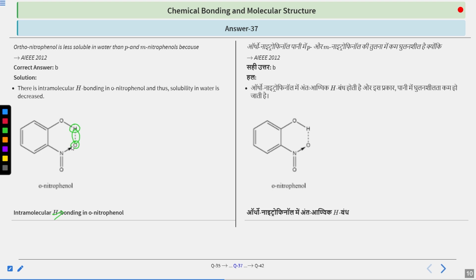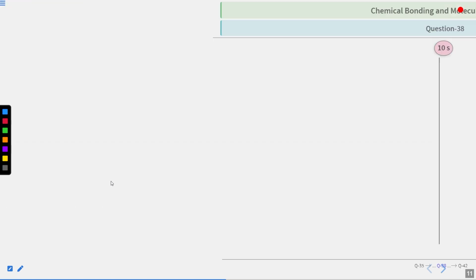But in para and metanitrophenol, the hydrogen bonding is intermolecular, with other molecules. Since water is polar, rather than hydrogen bonding with other molecules, they set up hydrogen bonding with water, creating an attractive interaction that results in solubility. So this is the reason for the lower solubility of orthonitrophenol: the presence of intramolecular hydrogen bonding. Clear? Okay, now moving on to the next question.